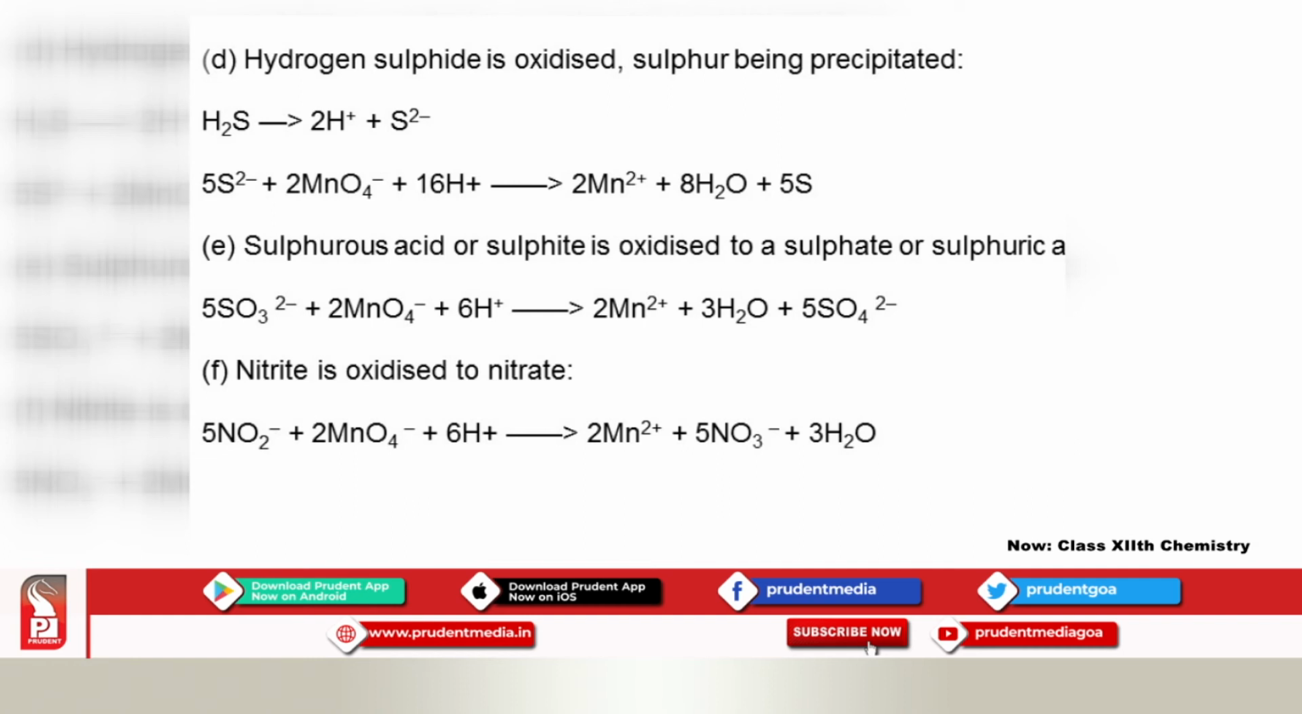Okay. Another is nitrite to nitrate. It can be used here. It's very simple. Here what happens is NO2-, MnO4-, plus 6H+ in acidic condition gives you Mn2+, NO3- plus 3 times H2O. These are all in which condition? All are in acidic condition.